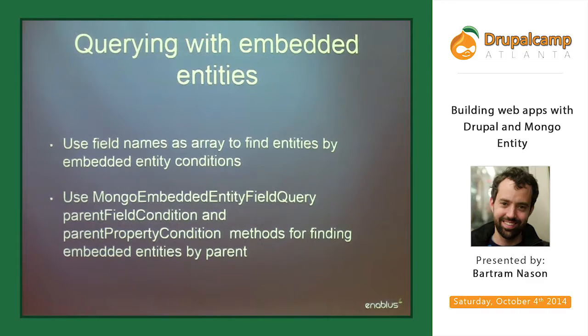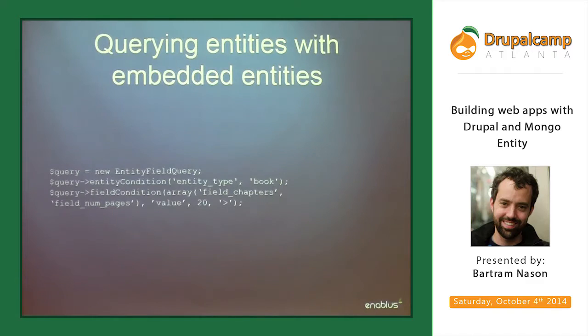And then you need to use a special class if you're querying embedded entities by their parent properties. So if you had a book where you want to find all the chapters that have more than 20 pages in them, you use this array syntax where, instead of saying exactly which field you want, you say the embedded entity field and then the field on that embedded entity as an array. You pass that through the field condition function to look into the parent and then look into the embedded entity to get the value back out to query based on that value.